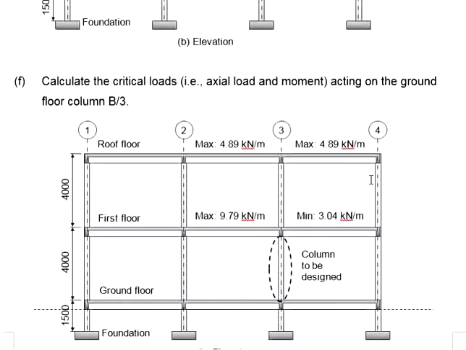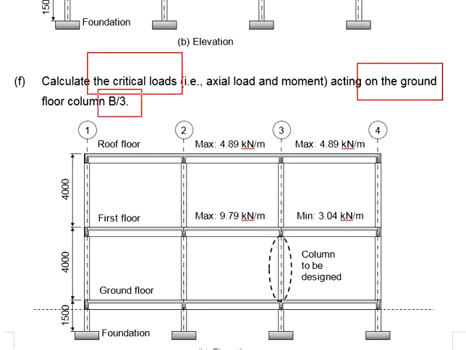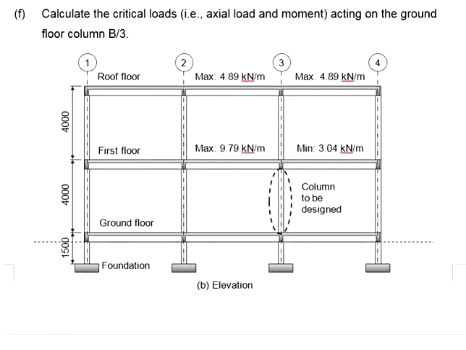Next, the question asks you to calculate the critical loads acting onto the ground floor column B3. That means this is the extension of the previous question. Now the question asks you to calculate the load acting onto this column. The critical load here will be the axial load and the moment. You will need to determine the axial load and the moment acting on the column here.